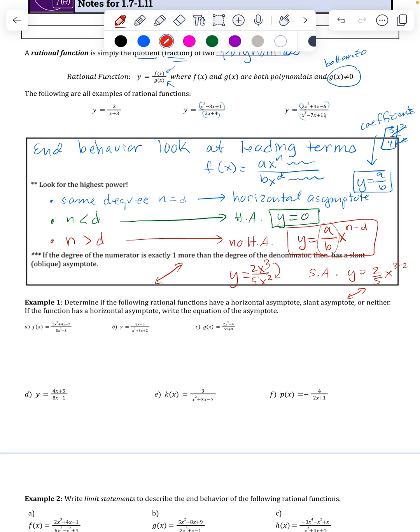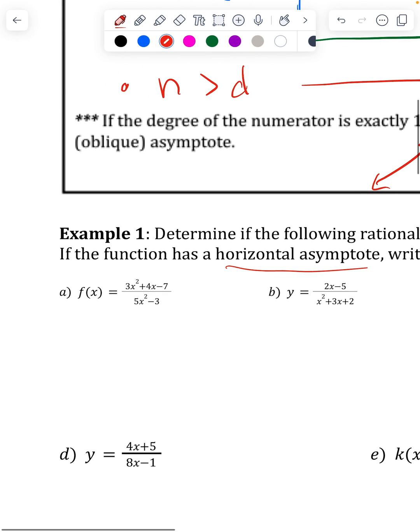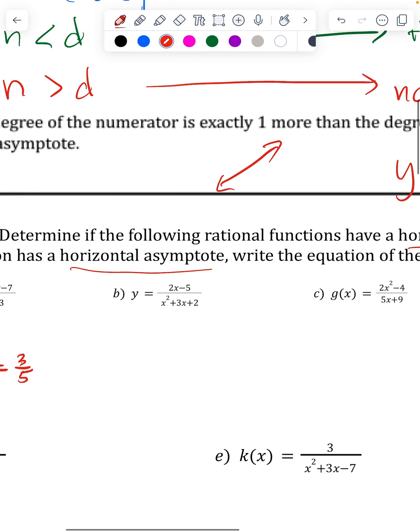It says, determine if the following rational functions have horizontal asymptotes, slant asymptotes, or neither. If it does have a horizontal asymptote, write the equation of the asymptote. Okay. Sorry. All I care about are these first two things. And in this case, the top equals the bottom, so n equals d. So if you look back in your notes, we're going to have a horizontal asymptote at y equals the coefficient ratio, because essentially the x squareds cancel one another out.